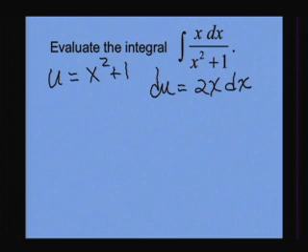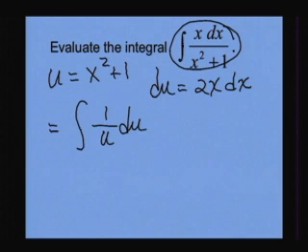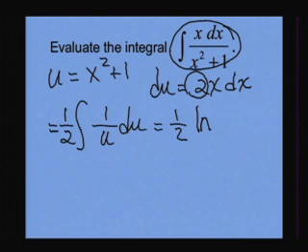So our substitution then becomes that this integral up here is going to be equal to the integral of 1 over u du, but again, we have this 2 that's part of du that we take care of by putting a 1/2 out in front of the integral. And so now, this is going to be equal to 1/2 the natural log of the absolute value of u plus c.